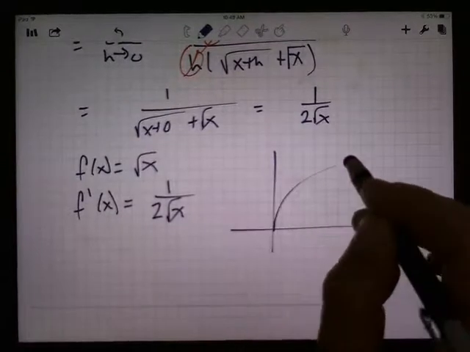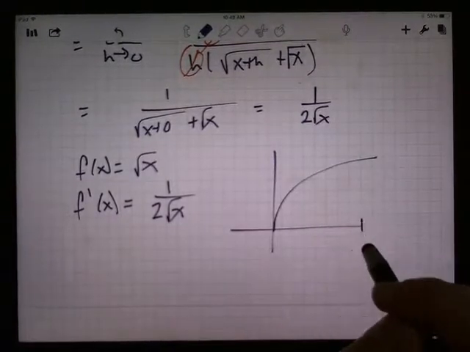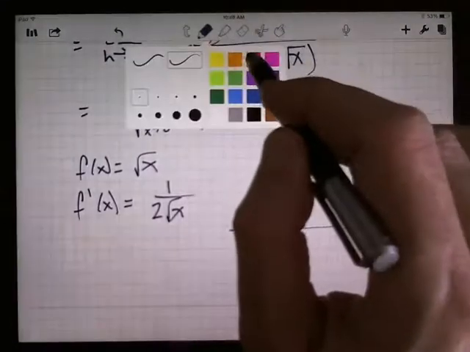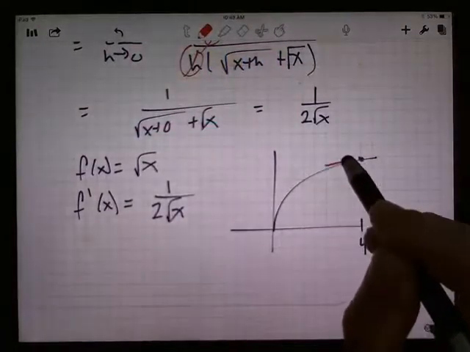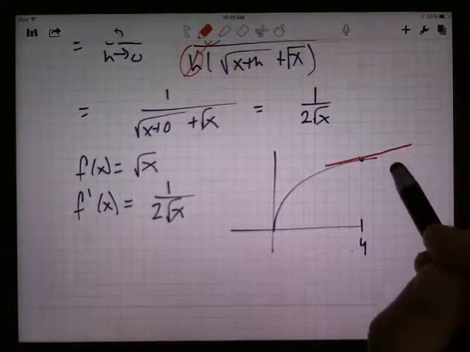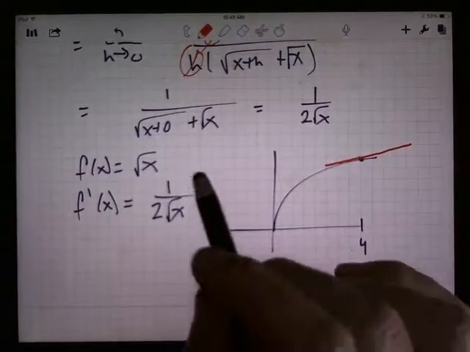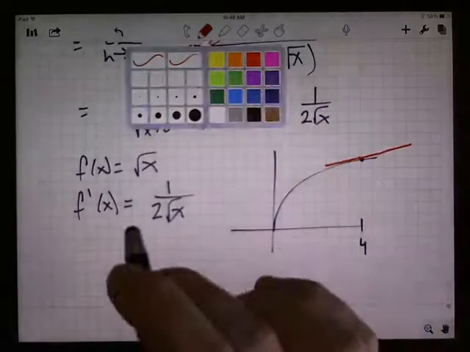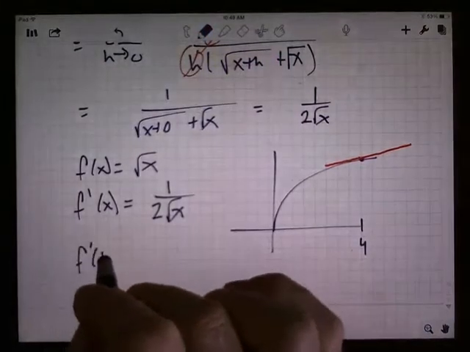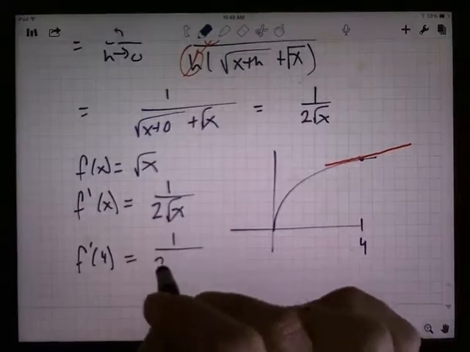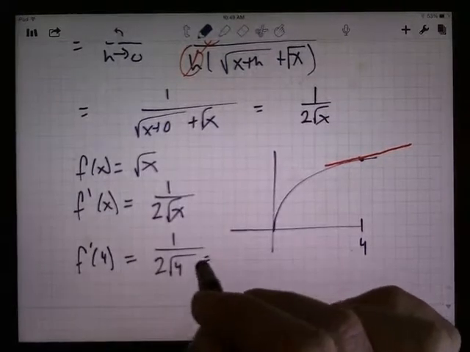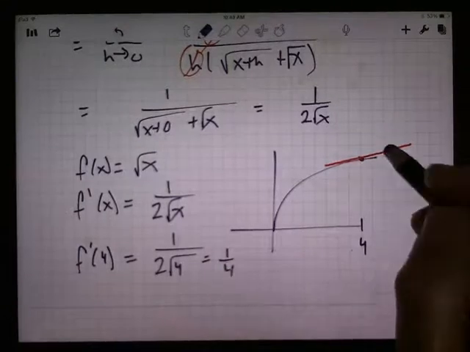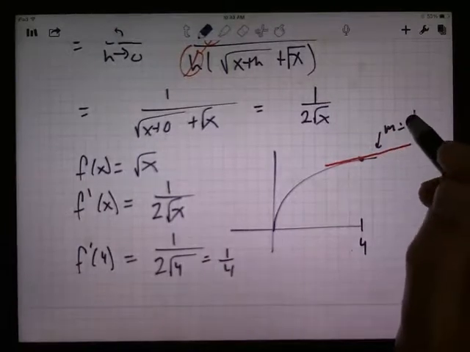Here's the graph y equals square root of x. How about if I plug in x equals 4, right? What's the slope of the tangent line right there? Right? Well, it's not very steep. I can see certainly less than 1. What this derivative is telling me, if I look at what is f prime of 4, it's 1 over 2 times the square root of 4, which is 1 over 4. And the slope right here is 1/4.